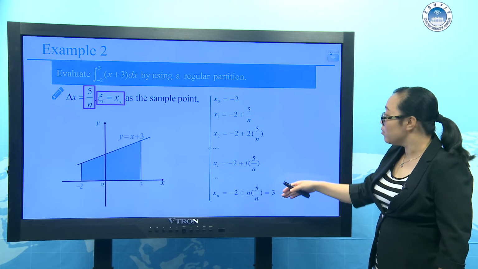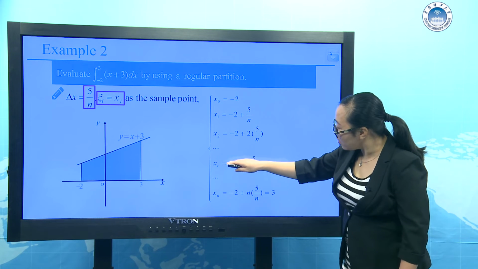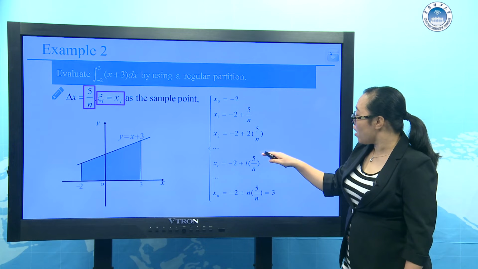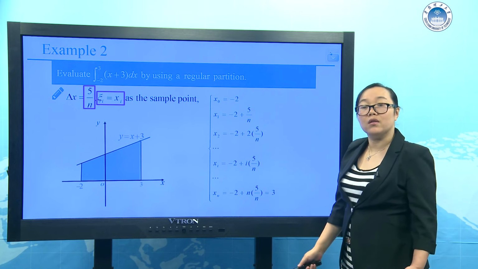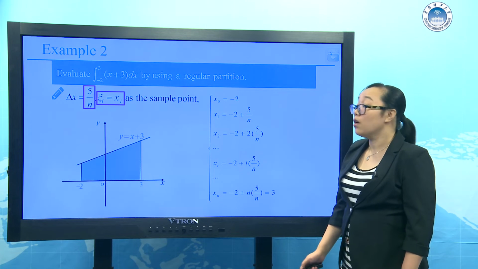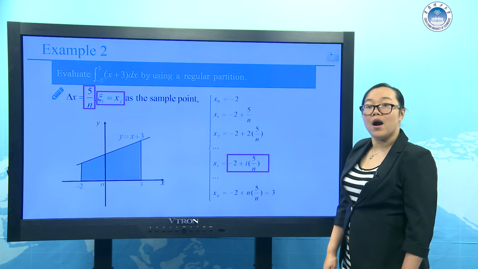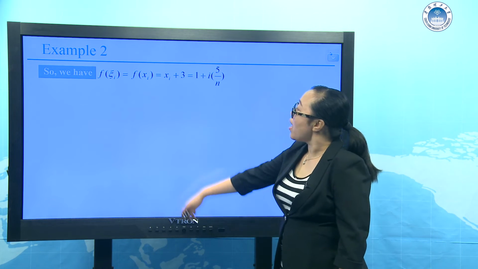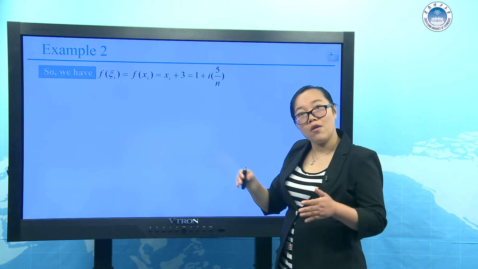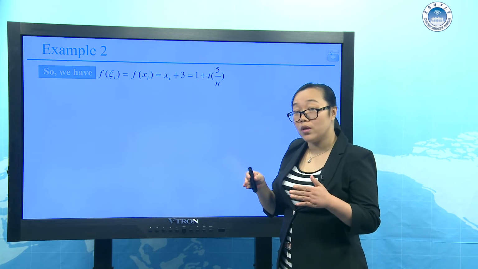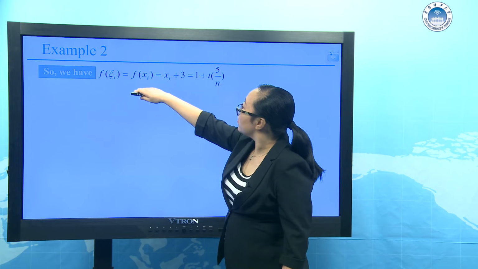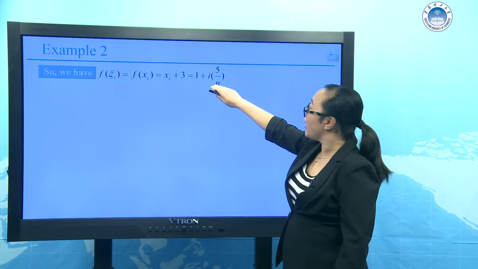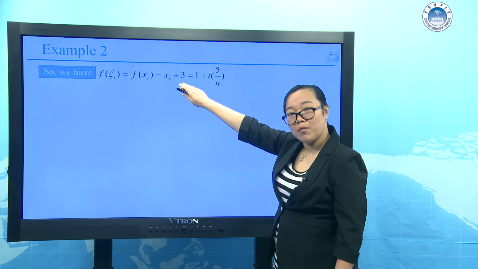And go on. How to do? xi equals the left end point, -2, plus 5 over n times i. We can take different points. Using the idea, pay attention to the xi corresponding values. So now we have xi. Do you remember? f(x) equals x plus 3. So f(xi) equals xi plus 3.